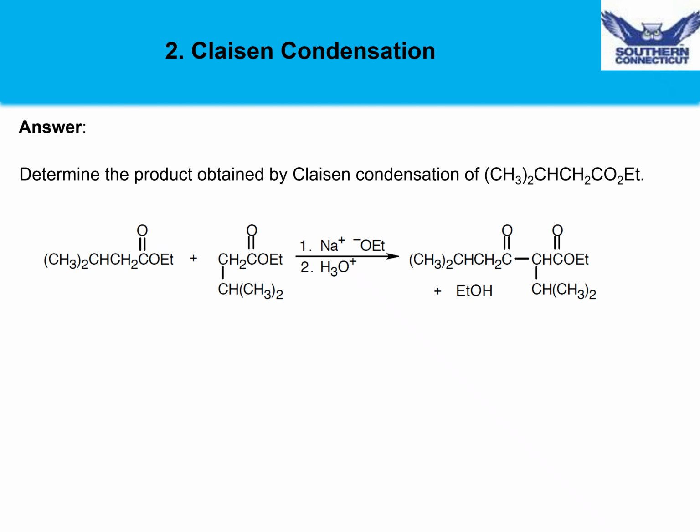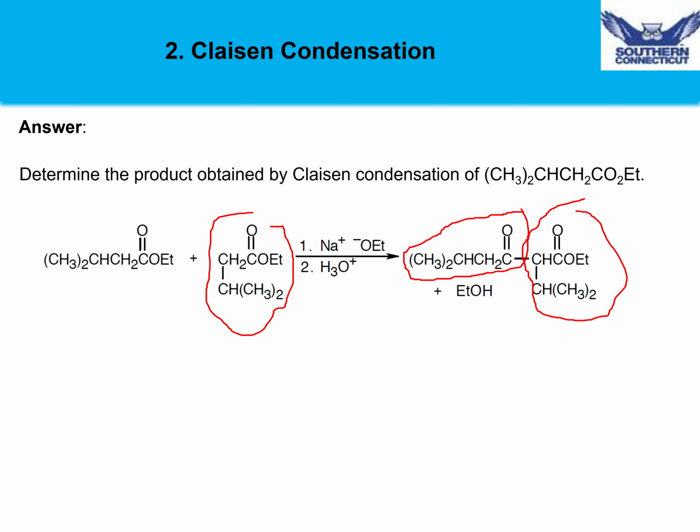So the left side of the structure here is from one molecule, that's the electrophile or the Claisen acceptor. And the right side is the molecule that forms the enolate. So that would be this one here. That is our Claisen donor, or the molecule that forms the enolate.